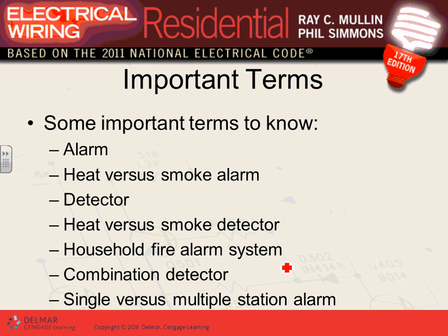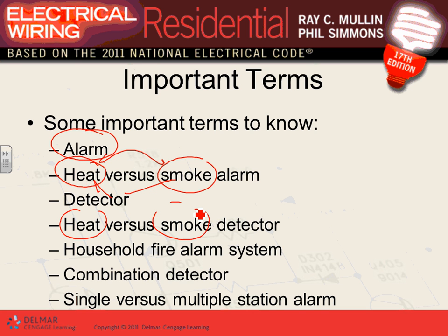Okay, some information. Alarm, we have heat versus smoke. Heat versus smoke, guys, very easy. One will look at smoke, the other one will look at heat, temperature. Alarm will tell you, visual or audio, that there is a fire. Detector could be detecting smoke or detecting heat. Heat versus smoke detectors, like I said, we'll talk about the two technologies. One senses smoke, one senses heat.